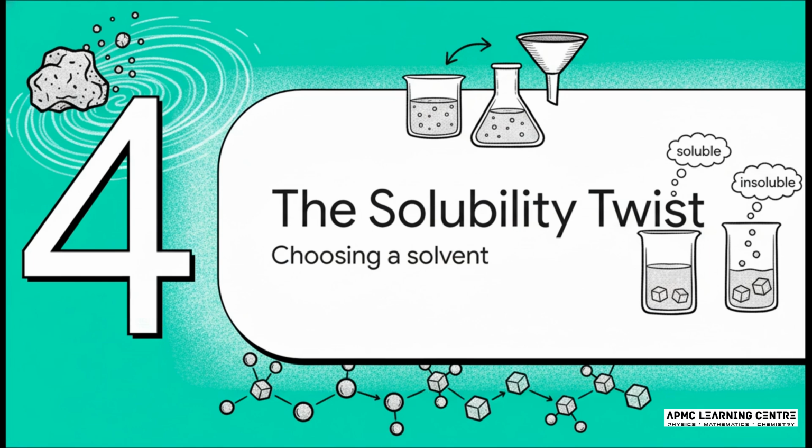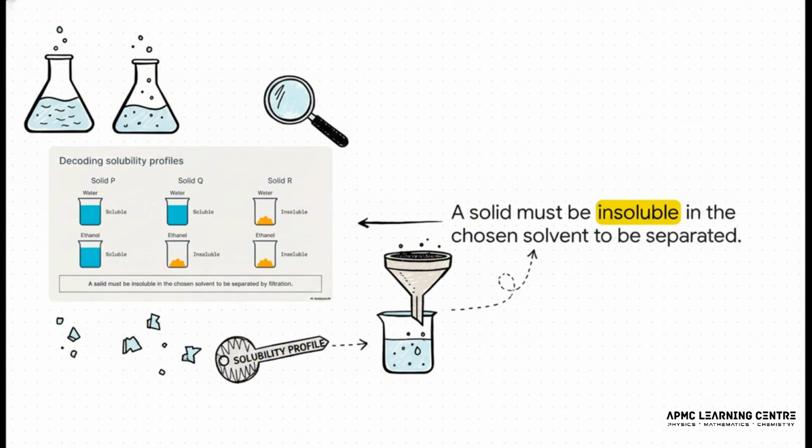But here's the twist. Not everything dissolves in the same liquid. And knowing this, well, this is where we can get really, really clever. Okay, check this out. Let's imagine we have three new solids. We'll call them P, Q, and R. Now, solid P dissolves in both water and ethanol. Solid Q, on the other hand, only dissolves in water. And solid R, it's stubborn. It doesn't dissolve in either one. These unique properties, these solubility profiles, are going to be the key to solving a much harder puzzle. It's all about picking the right tool for the right job.